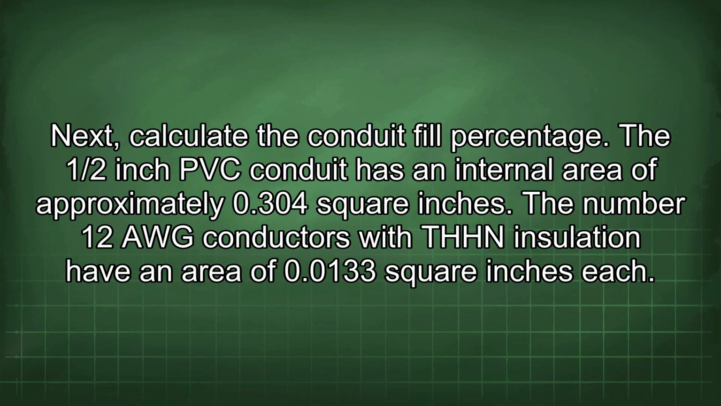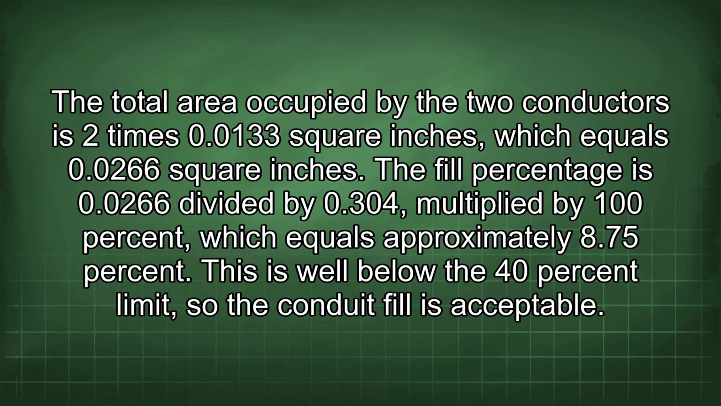The 1/2-inch PVC conduit has an internal area of approximately 0.304 square inches. The number 12 AWG conductors with THHN insulation have an area of 0.133 square inches each. The total area occupied by the two conductors is 2 times 0.133 square inches, which equals 0.266 square inches. The fill percentage is 0.266 divided by 0.304, multiplied by 100%, which equals approximately 8.75%. This is well below the 40% limit, so the conduit fill is acceptable.